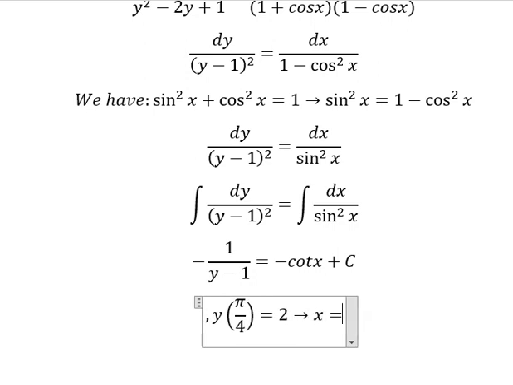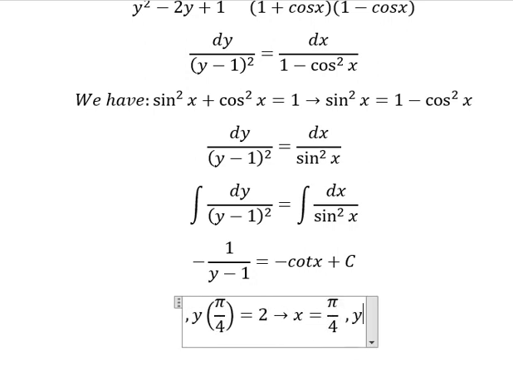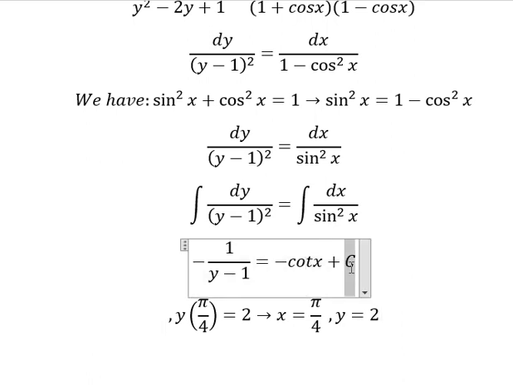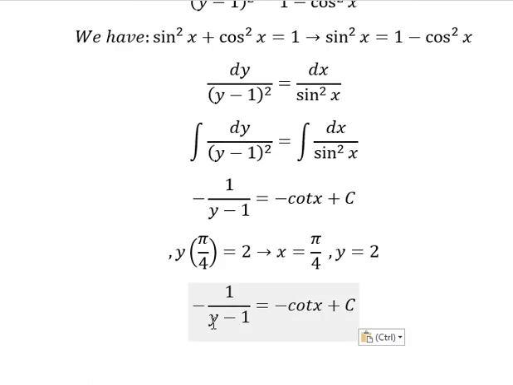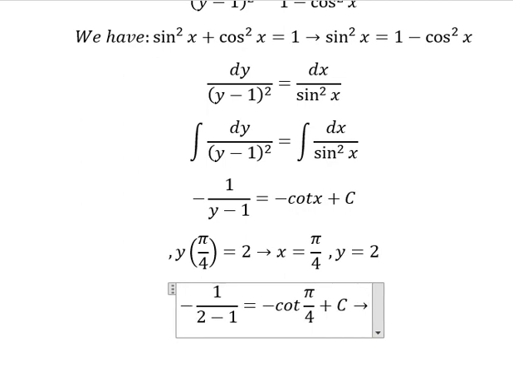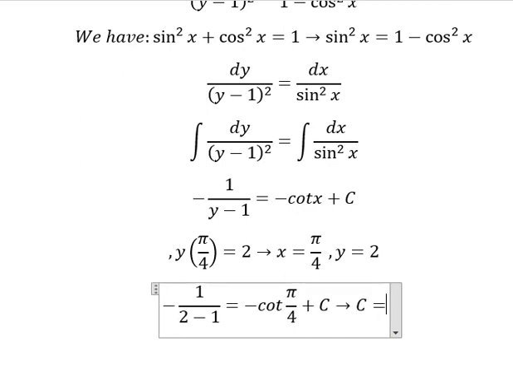That means when x equals pi over 4, y equals to number 2. So we put this one going here to find the value of c. So I will put number 2 in here, and pi over 4 I will put in here. So if we simplify everything, and we have c equals to number 0.